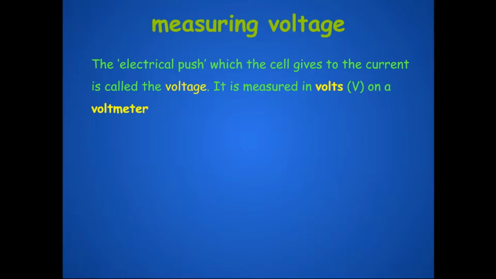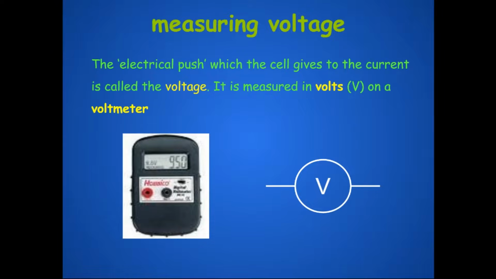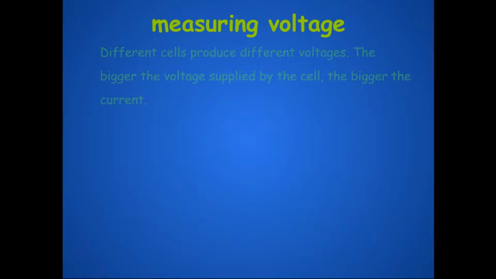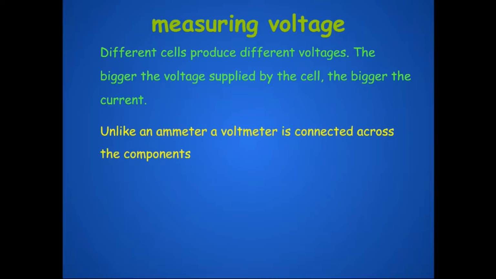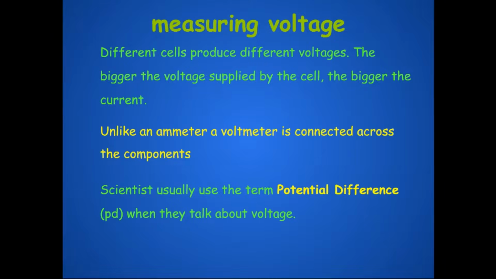The electrical push which the cell gives to the current is called voltage. It is measured in volts on a voltmeter. This is an example of what a voltmeter looks like, and this is an example of what the symbol will look like. Different cells produce different voltages. The bigger the voltage supplied by the cell, the bigger the current. Unlike an ammeter, a voltmeter is connected across the components. Scientists or engineers usually use the term potential difference, PD, when they talk about voltage.